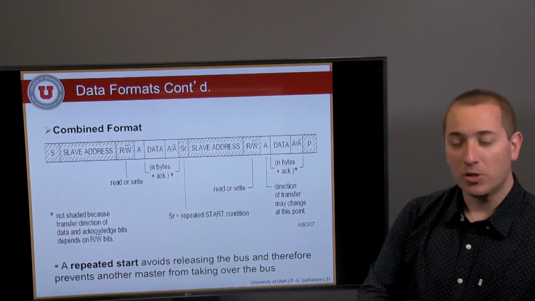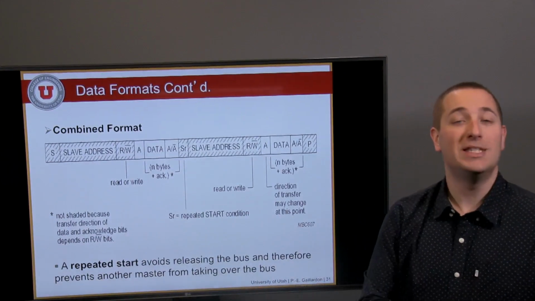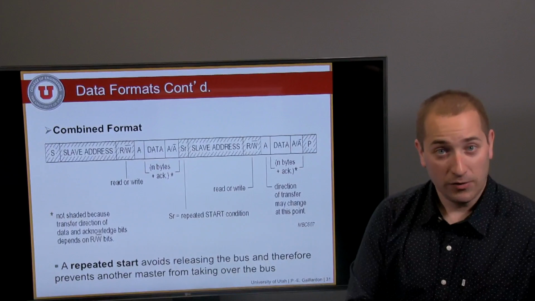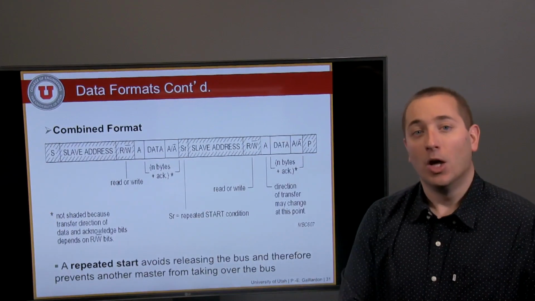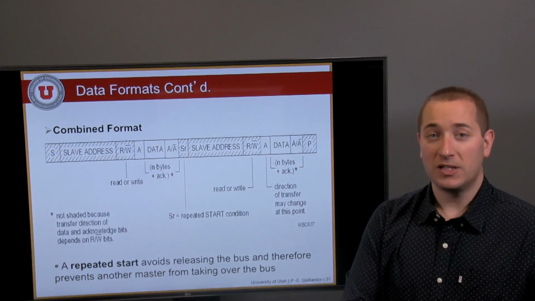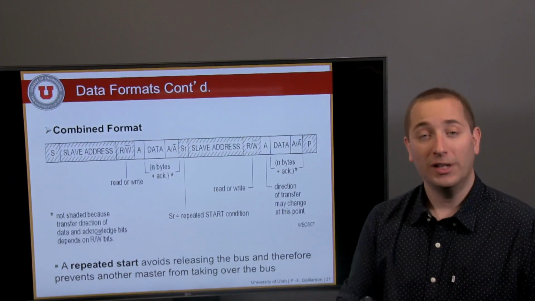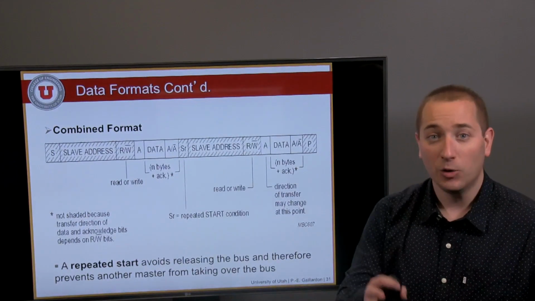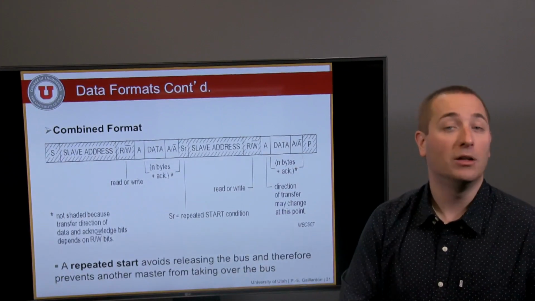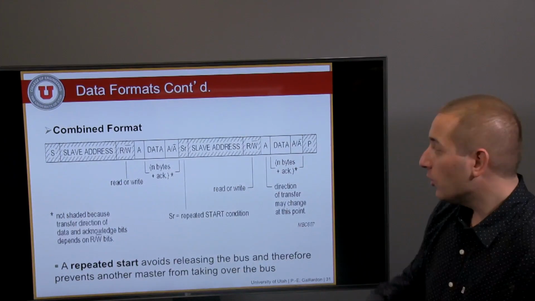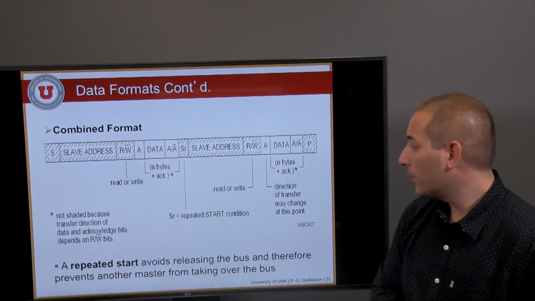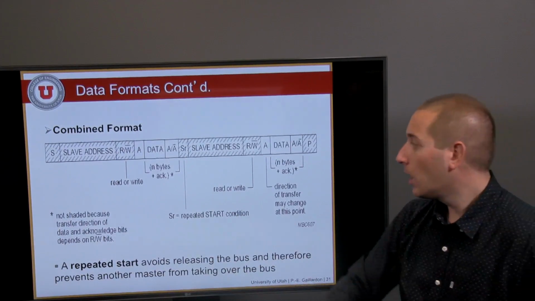Now, what happens when a master wants to transmit data to several slave devices? Well, the master could totally decide to initiate and terminate several transmissions, but the master is at risk of being preempted by another master in the middle of its transmission. So in order to do that, let me show you the concept of a repeated start condition.